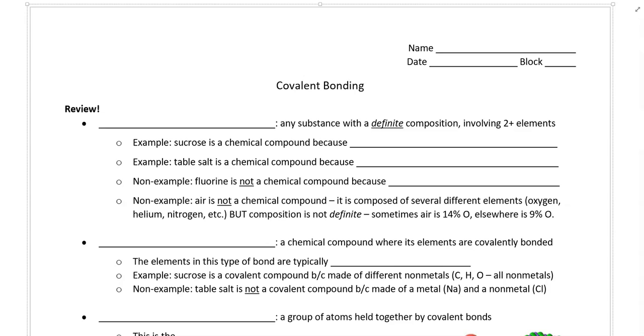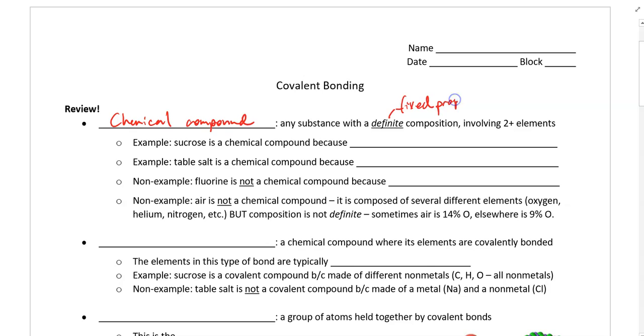First of all, this blank, any substance with a definite composition involving two or more elements, you should probably recognize that as a chemical compound. This word definite, of course, refers to some sort of fixed proportion, right? So there are definitely some elements involved, and these elements are combined in a specific ratio, and that's what we mean by definite composition. For example, sucrose is a chemical compound because it's always made of C, H, and O in a very specific ratio, and has multiple elements too.